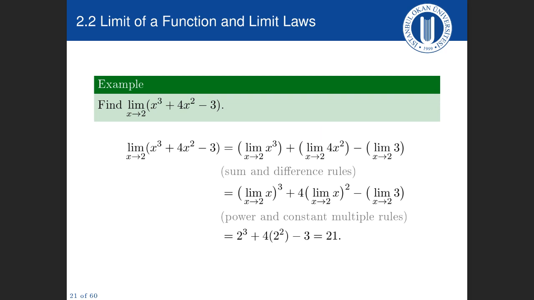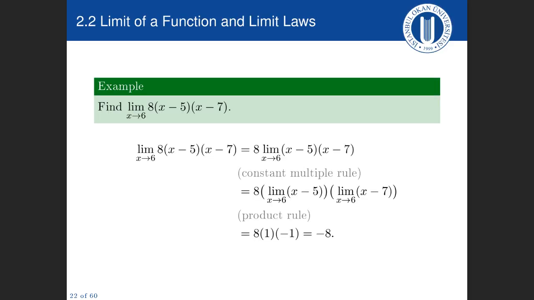Then at this point, we're ready to calculate the answer. This is the identity function. We saw earlier the limit as x tends to 2 of x is just 2. So the first term is 2 cubed. And again, I have the identity function, so that's just 2. And then at the end, I have a constant function. The limit of 3 is just 3.